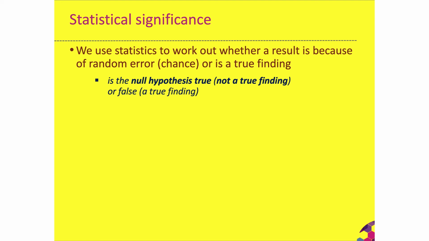It's a bit counterintuitive. Instead of saying the hypothesis is that there is a true finding, we say the hypothesis is that there is no true finding, that the result we've got is because of chance. And that's important because most of our findings will be like that.